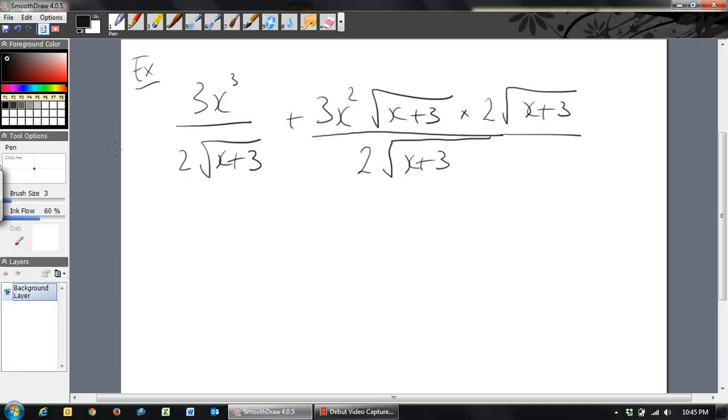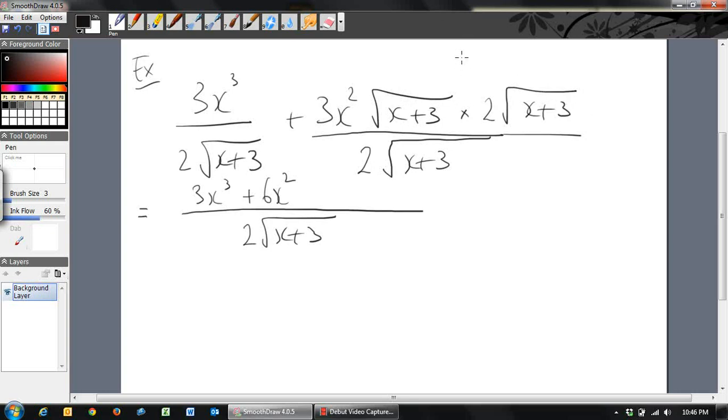Now, this is looking messy, so I should probably write it a bit smaller, but there we go. So on the bottom line you have 2 root x plus 3. What do we got on the top line? Let's be careful here. So we've got 3x cubed over here plus, let's do this 2 times the 3x squared first. Okay, so plus 6x squared. Now we've got this root x plus 3 times root x plus 3.